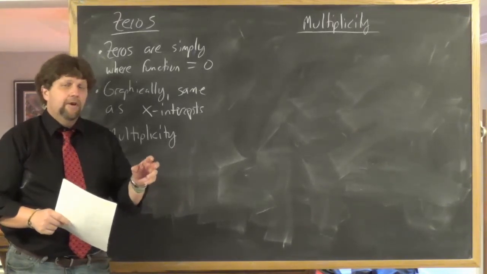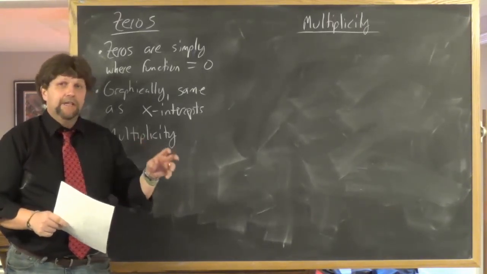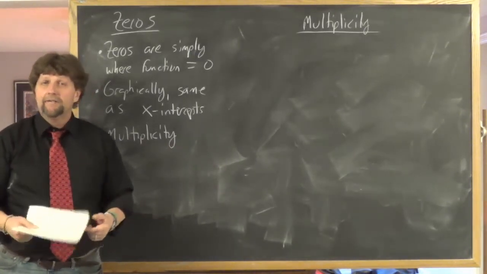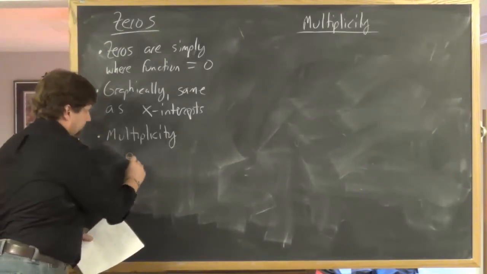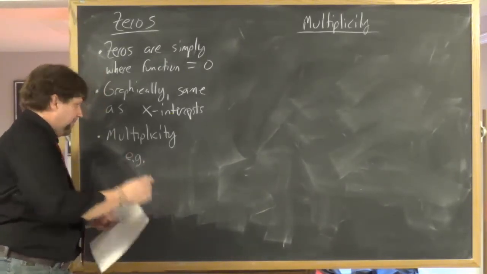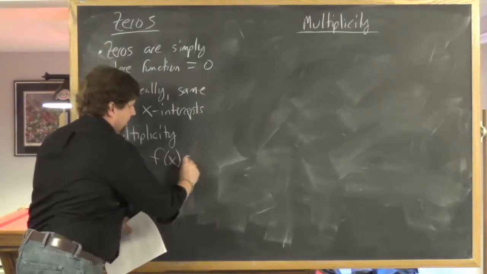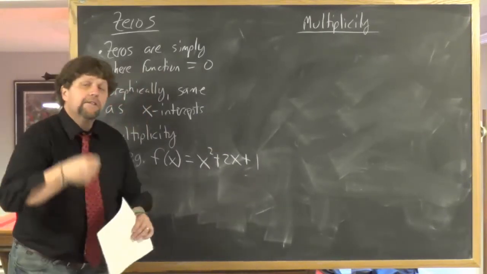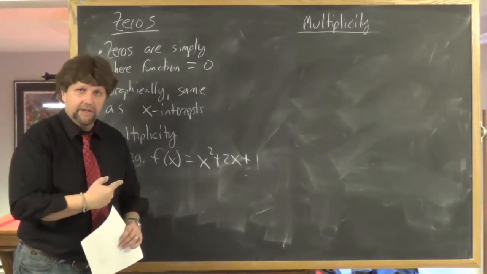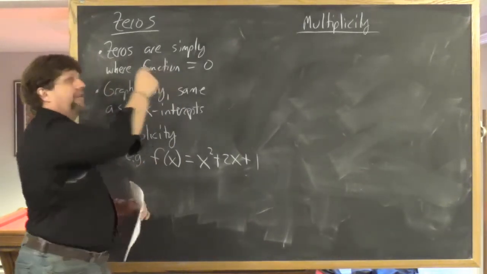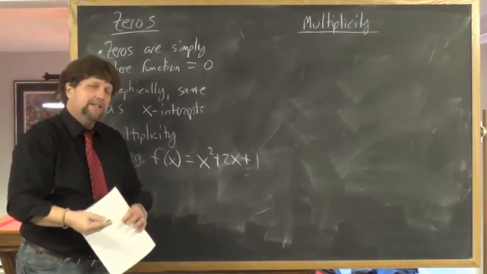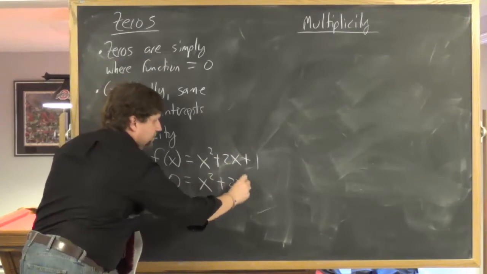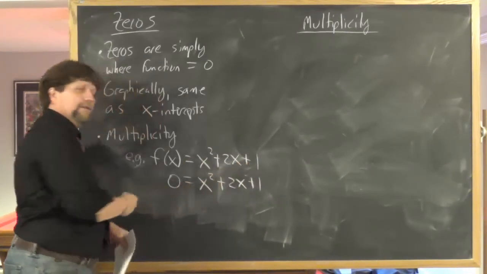If that value of x that makes the function equal to 0 occurs 3 times, then you would say it has multiplicity of 3. For example, let's look at this polynomial function, f of x equals x squared plus 2x plus 1. If you're asked to find the zeros of this function, remember, you're trying to find where the function is equal to 0. That's what it means to find the zeros. So you're trying to find the values of x where the function equals 0.